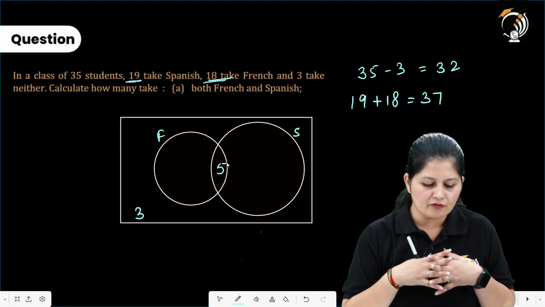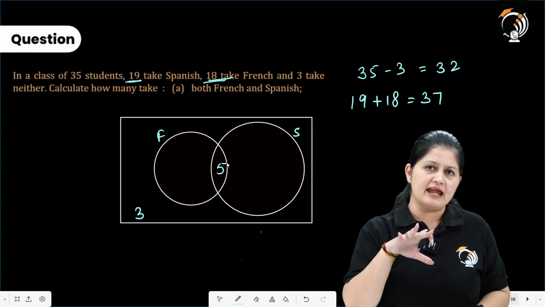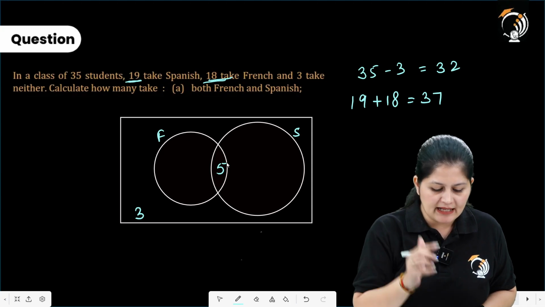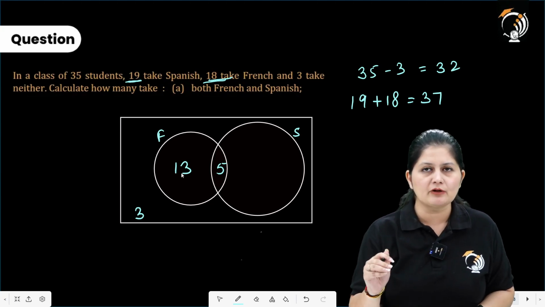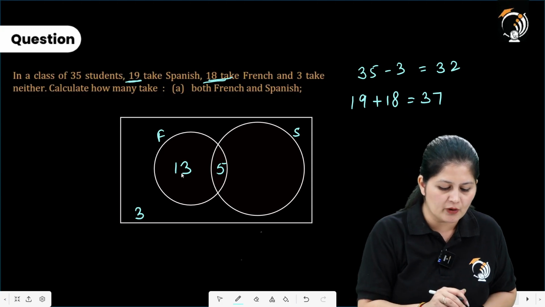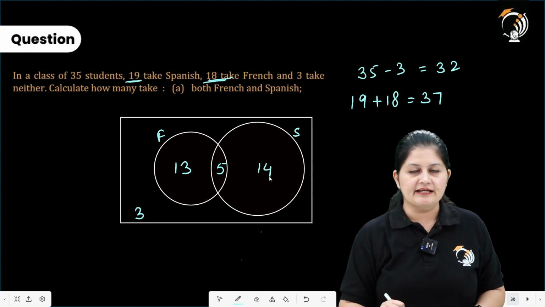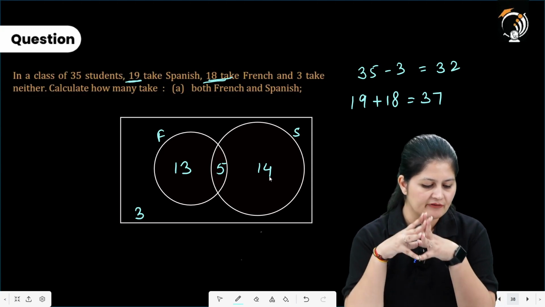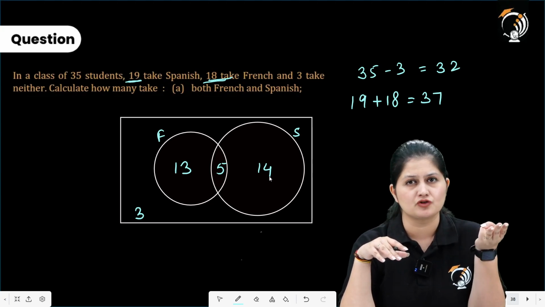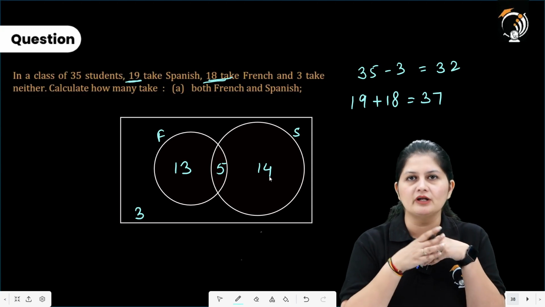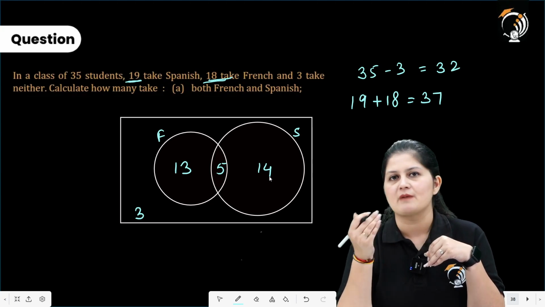Now, 18 take French. Since 5 have already taken both French and Spanish, we are left with 13 more who take only French. The ones who take only Spanish are 19 minus 5, which is 14. Out of the given list, 3 students take neither French nor Spanish, 13 take only French, 5 take both Spanish and French, and 14 take only Spanish.